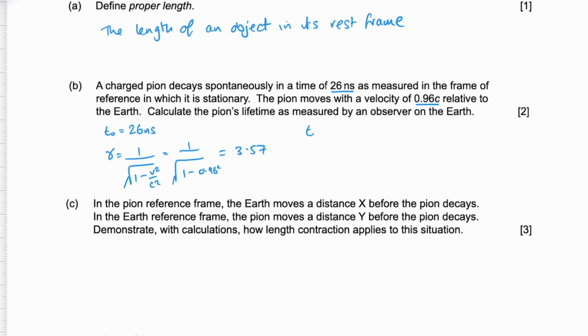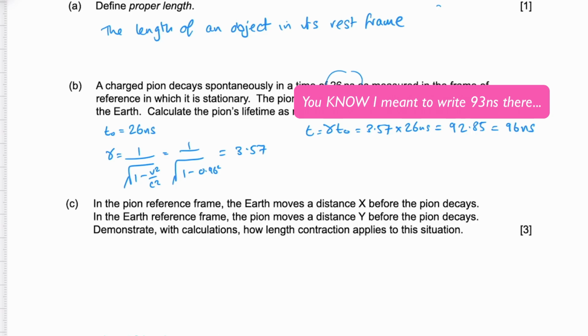We're going to use t equals gamma t naught. And we know that the charged pion, this time here is in its rest frame, so that is the proper time. So it's 3.57 times 26 nanoseconds, which gives us a value of 92.85 nanoseconds. And let's put that down to 2 significant figures, given that the rest of the data is in 2 significant figures.